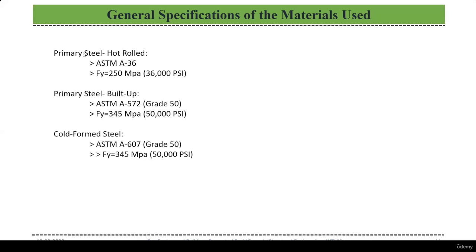So these are the general specifications of the hot rolled materials which I am going to explain in my design. Primary steel hot rolled sections are generally ASTM A36. What is meant by ASTM? American Society for Testing of Materials, ASTM, A36 grade. What is meant by this 36? 36,000 PSI I have mentioned here, right? Pounds per square inch, or you can say 36 KSI, kilopounds per square inch.